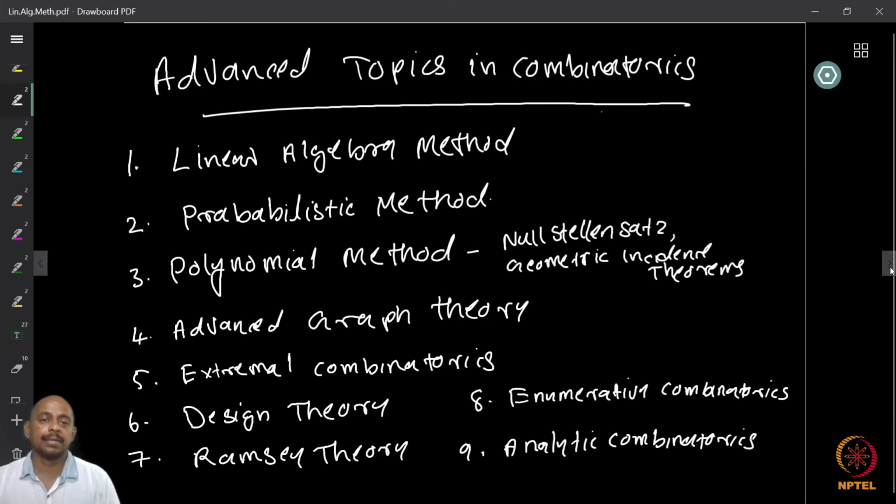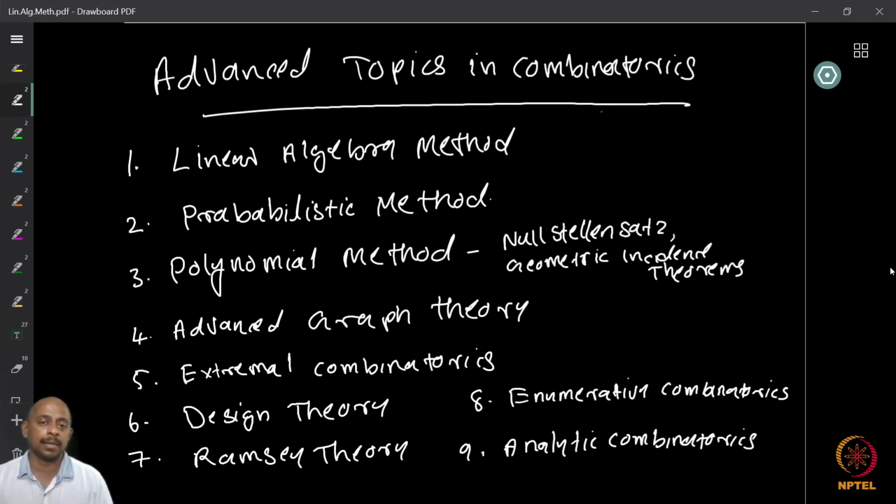So here is a list of advanced topics in combinatorics, which come to my mind immediately. Right? There are many more, and these are some of the interesting techniques and specialized areas. Let me start with the first one, which is called the linear algebra method. So what is the linear algebra method?